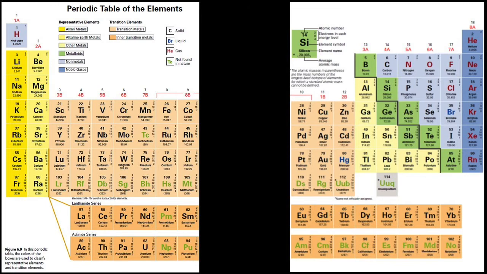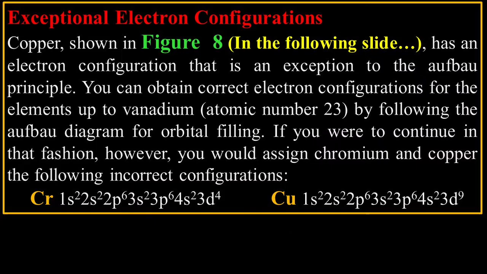That is 3d9. You see how the 4s is filled, 4s2 and then 3d9. And remember, the Aufbau principle says the lower energy electrons are filled first. So when you put them in and you're writing them, they're in the order of lowest energy electrons to highest energy electrons.